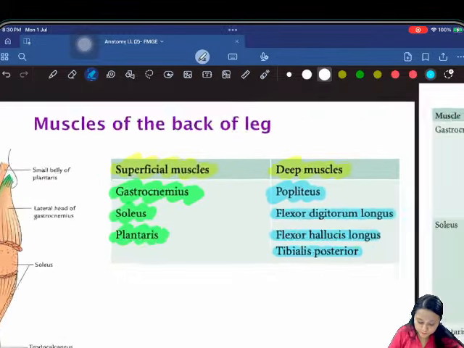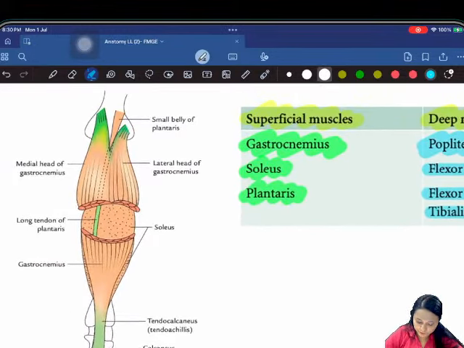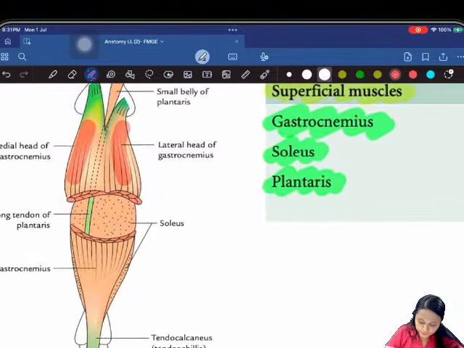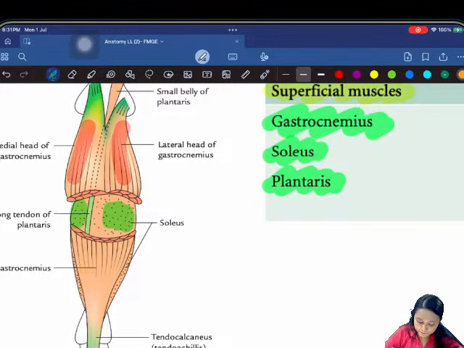You can see in this image the gastrocnemius muscle, with the medial head and the lateral head. If you remove the gastrocnemius, you get another muscle, the soleus muscle. And here you can see the tendon of the plantaris muscle.